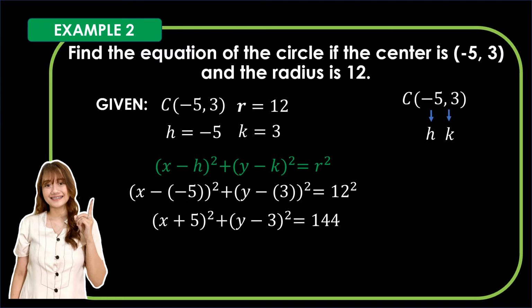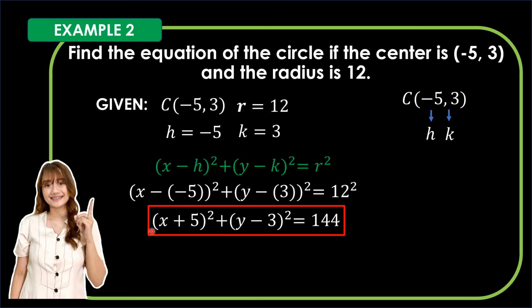So, we have the quantity x plus 5 squared plus the quantity y minus 3 squared equals 144. Where did we get 144? We get 144 from this 12 squared. We know that 12 squared is just equal to 12 times 12. So the answer for 12 times 12 is 144. Thus, we have the equation of the circle with center negative 5, 3, and a radius of 12.